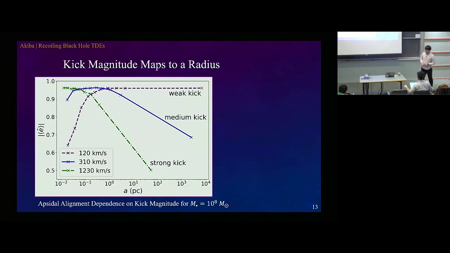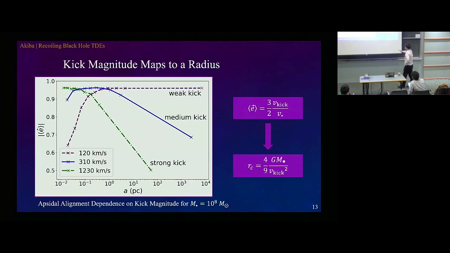Okay, the final thing that I wanted to go through related to kicks is that there is a very strong dependence of where the eccentric disk is going to form given a kick of a certain magnitude. Here I'm showing the radius out in the simulation on the x-axis and the alignment on the y-axis. As you go from weaker kicks to stronger kicks, you get stronger apsidal alignment closer in. If you look back at the analytical formula that I showed, it actually makes sense. If the alignment that you expect is 3/2 v kick divided by v star, and v star is the square root of GM over r, you can rearrange to show that it scales as GM over v kick squared. So there's a very strong dependence on the kick magnitude.